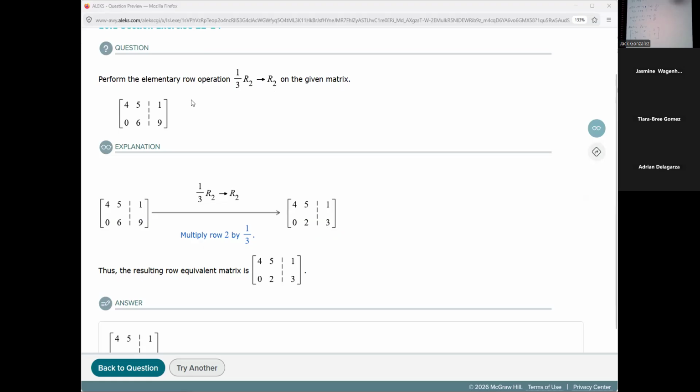Does that make sense? Do you see what they mean by 1/3 times row 2 equals a new row 2? You can think of it two ways. We're replacing this row with this new row here, 1/3 times row 2. Or you can think of it as multiplying every entry in the second row by 1/3, giving you a new row 2 here. That's all they're doing.